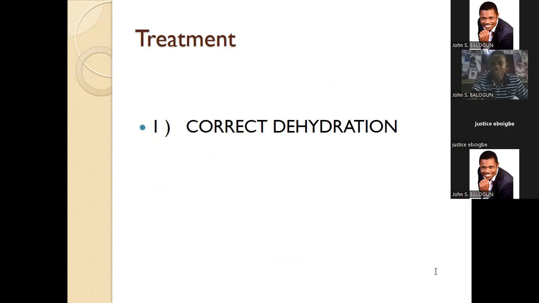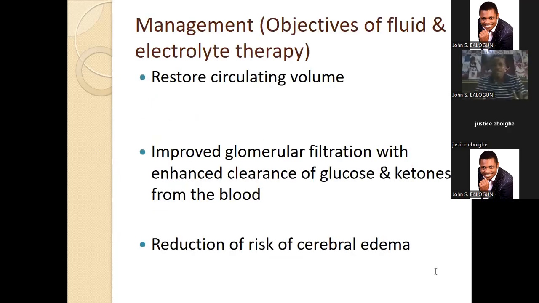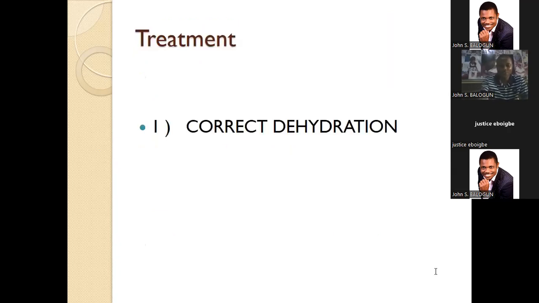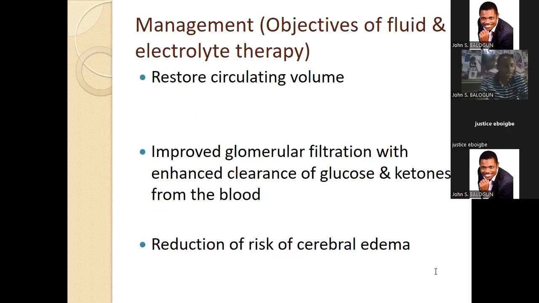Now look at it. The first thing is you correct dehydration. So I will rush through this. I don't know whether we still have time to discuss this. Now you correct dehydration. That's number one. So Chief, what do you do? What are your goals? Yes. In correcting dehydration, what is it? Normal saline or?